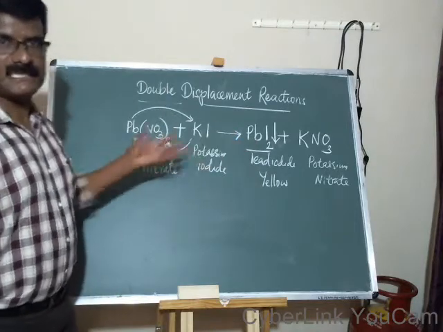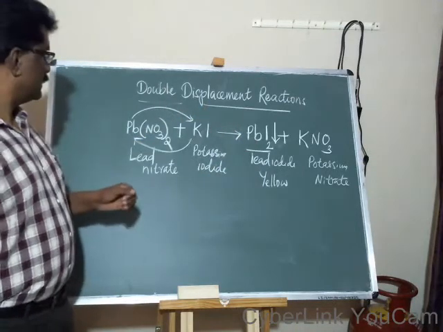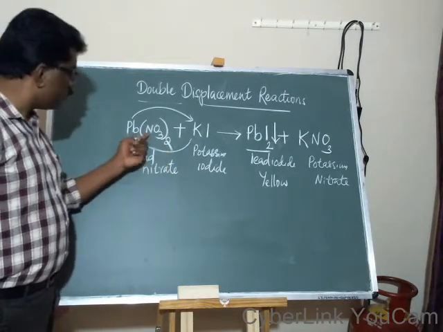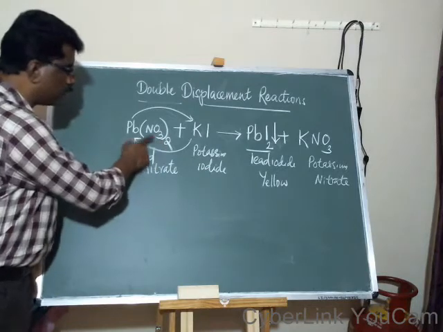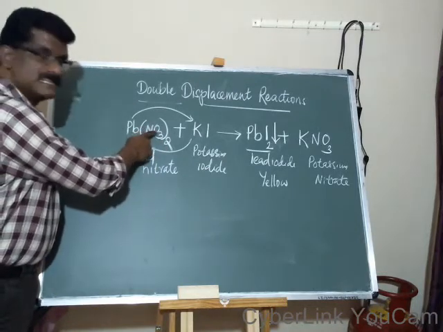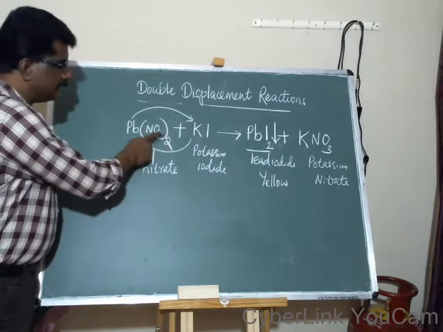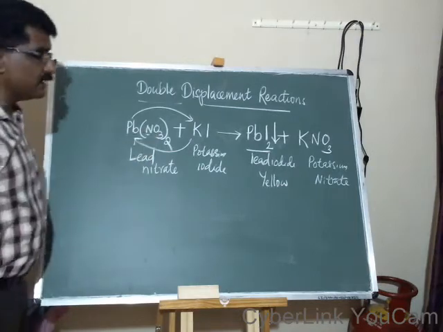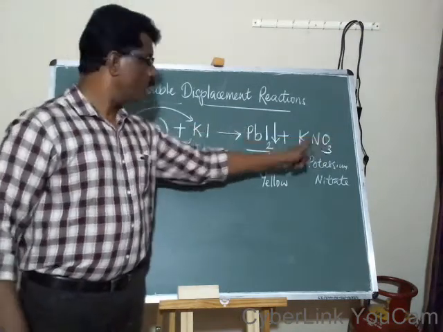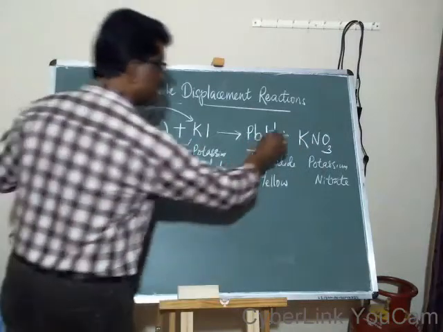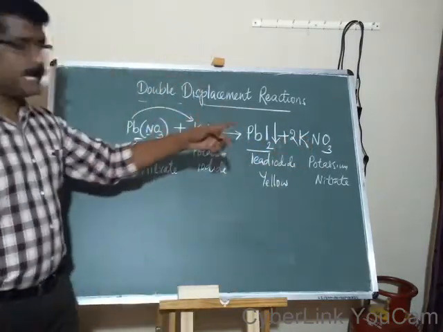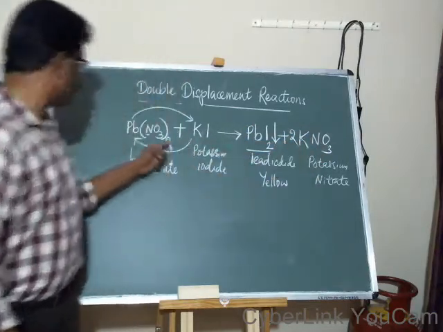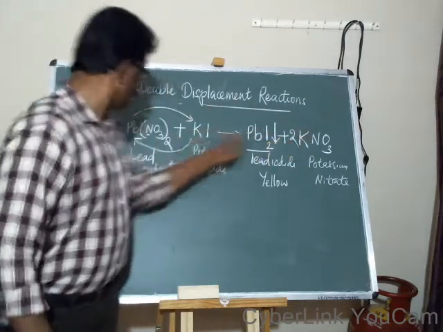How can we balance this equation? Try to balance this. See here, Pb(NO3)2. NO3 twice means this 2 is common for both nitrogen as well as oxygen. 2 nitrogen are there and 3 into 2, 6 oxygen are there. So here 2 nitrogen is there, but you see here KNO3, only 1 nitrogen is there. So we will put a 2 here. When you put a 2 there, the nitrogen becomes 2 and oxygen becomes 6. 2 3s are 6. Nitrogen is 2.